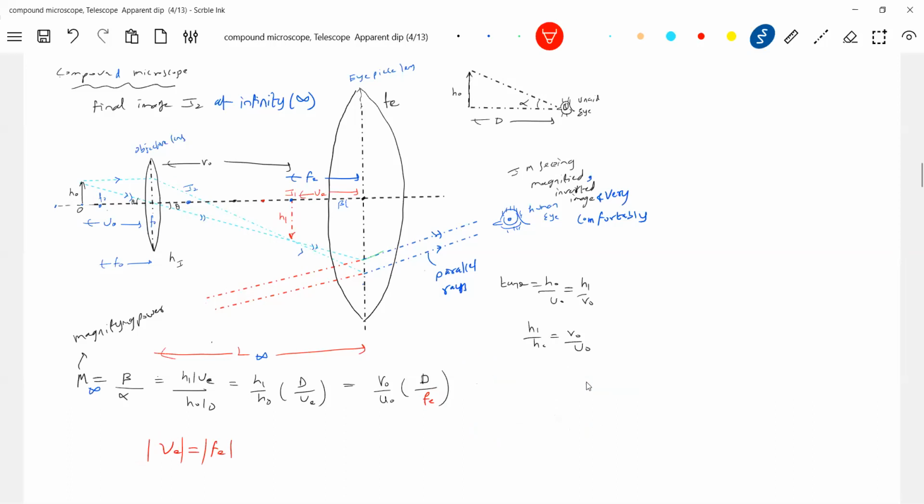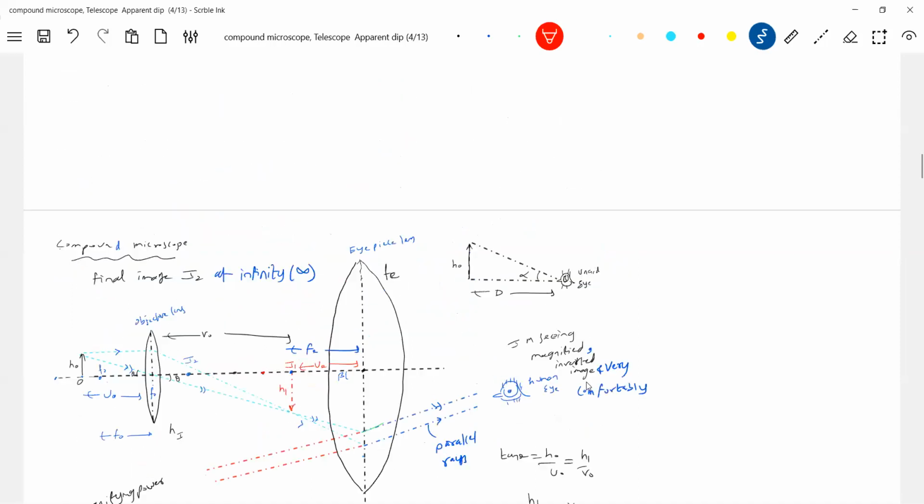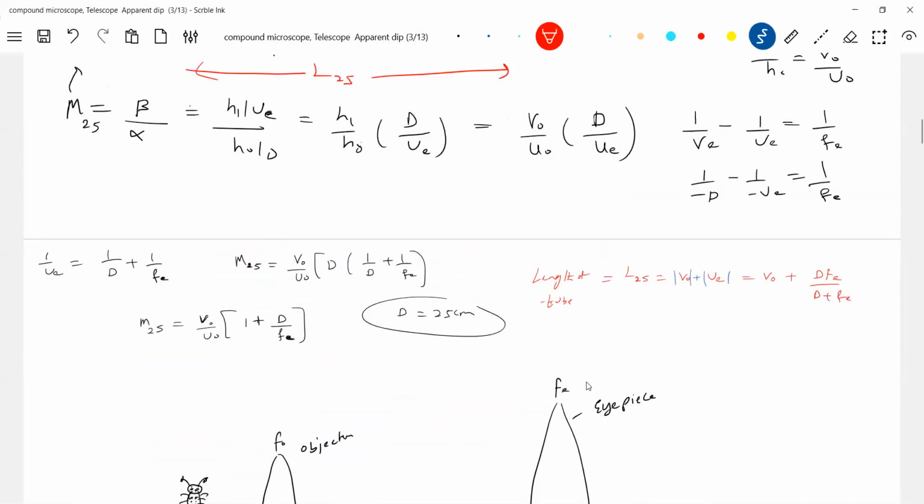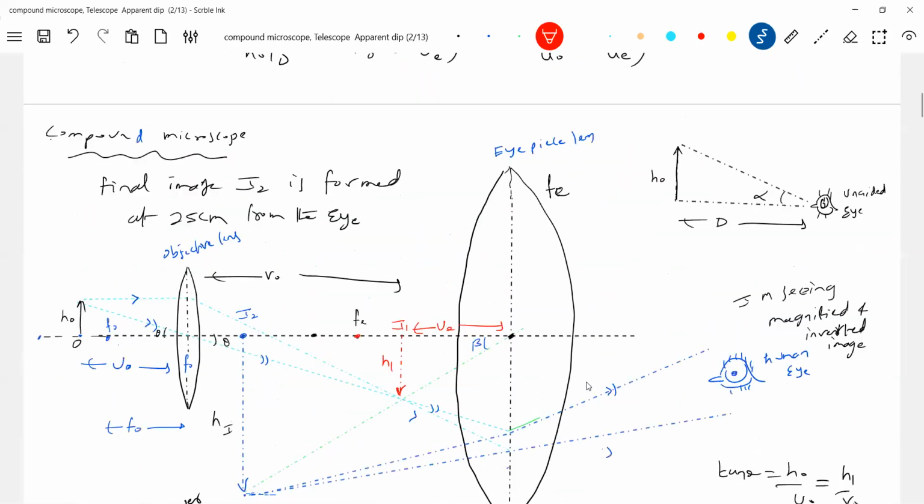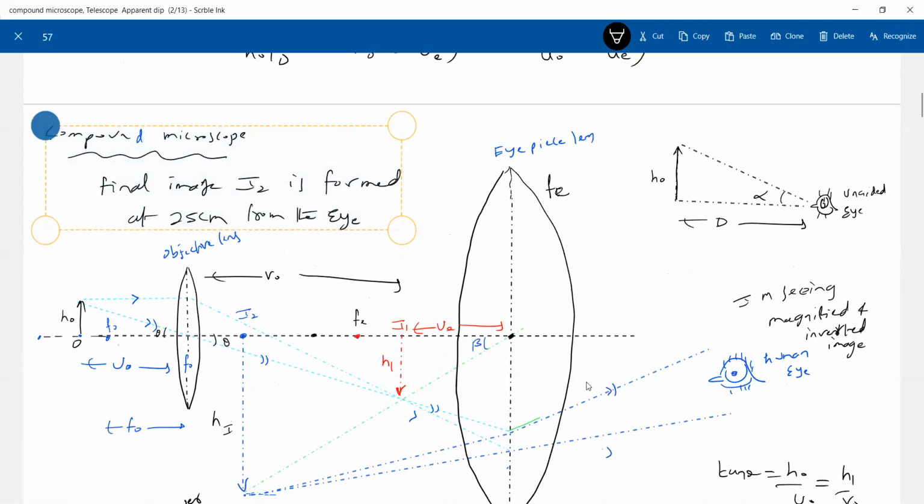In which case will the magnifying power be more? When the object is at 25 centimeter, that is called the near point. If you see the books, some books also call it the final image at the near point. Final image is at 25 centimeter from the eye, or we can also call it the near point.